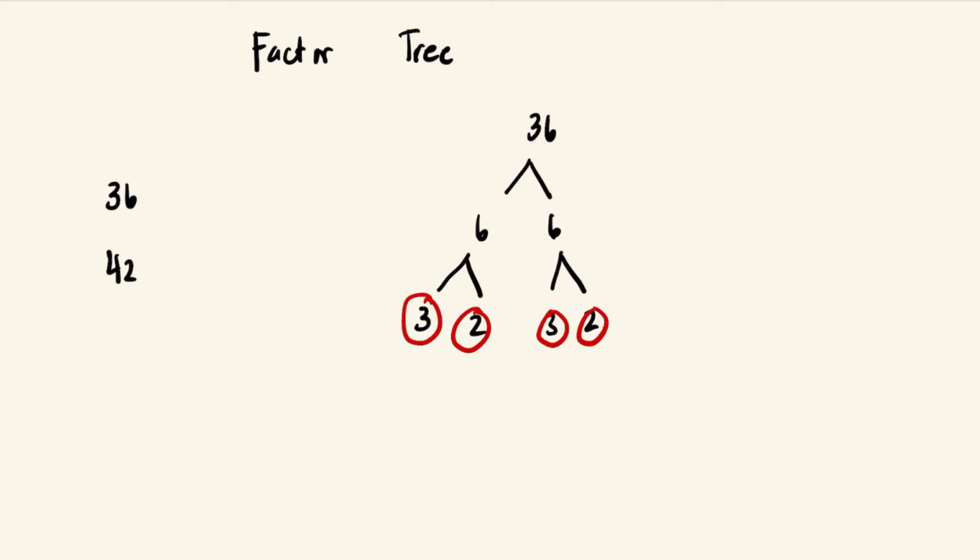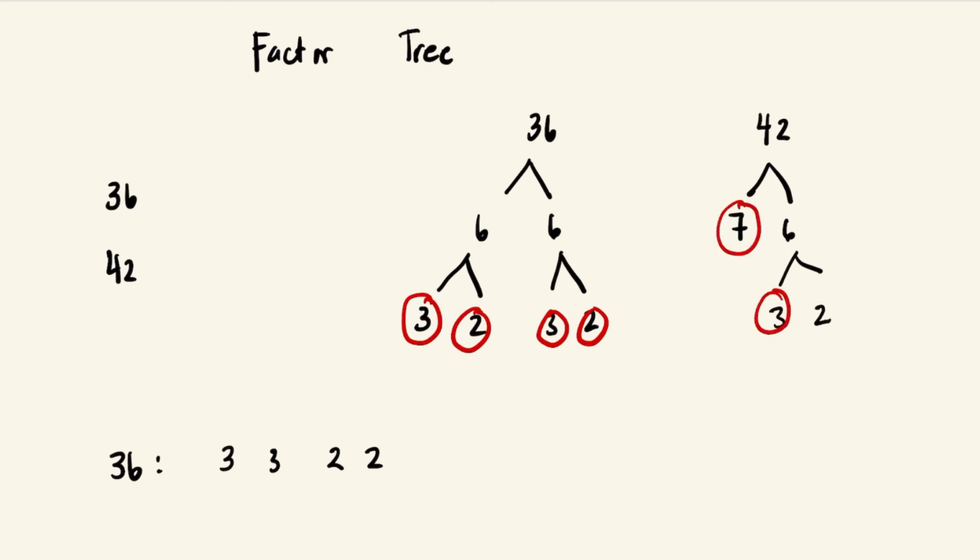So I will write 36 in this manner. 36 is two 3s and two 2s. The 42 naman natin is 7 times 6. Okay, your 7 is already prime, so therefore that's already the end point. However, your 6 is not. So the factors of 6 are 3 and 2. So the primes here are 7, 3, and 2.